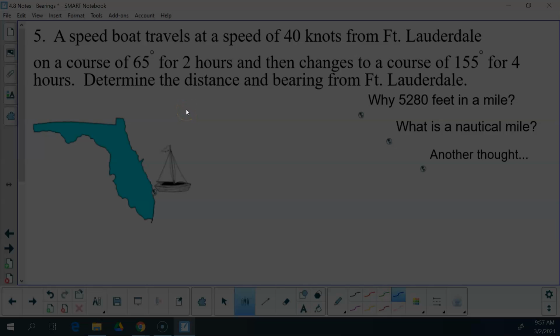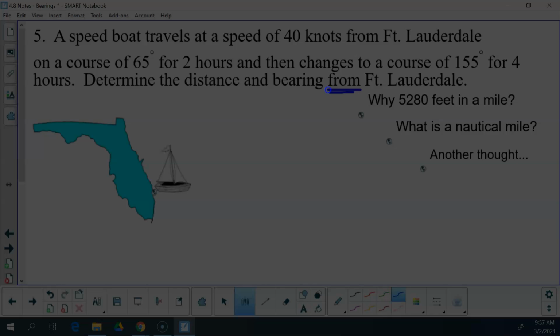Okay? So a speedboat is traveling at a speed of 40 knots from Fort Lauderdale on a course of 65 degrees for 2 hours. Then it changes to a course of 155 degrees for 4 hours. We're going to assume that it's traveling at the exact same speed, okay, at 40 knots. Determine the distance and bearing. Now this is actually key right here. That is key. The distance and bearing from Fort Lauderdale to the current position of the boat.